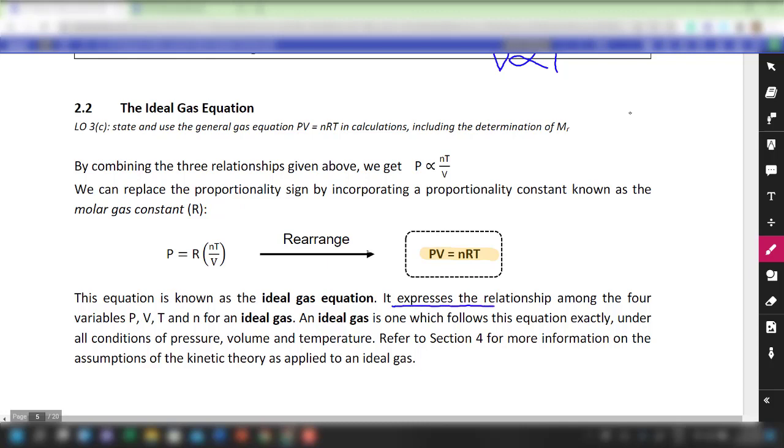It expresses the relationship amongst the four variables, P, V, T, and n for an ideal gas. Okay, so an ideal gas is one which follows this equation exactly under all conditions of pressure, volume, and temperature. So this is a very important relationship which you need to remember, so do take note of it.